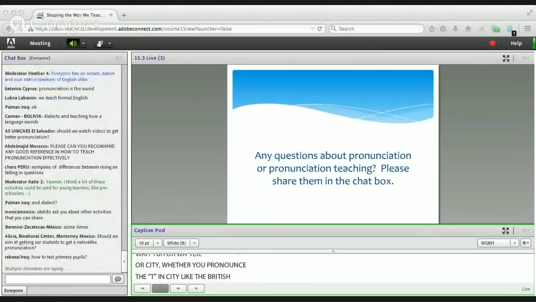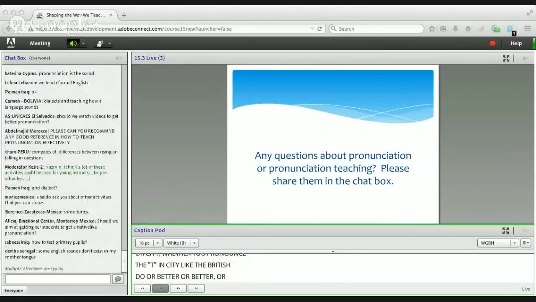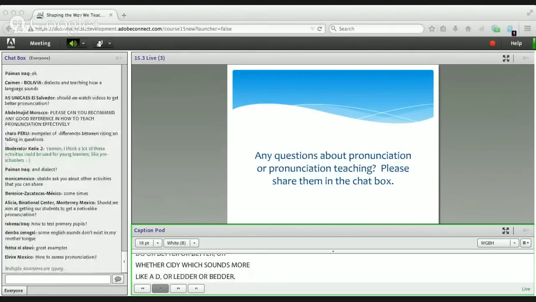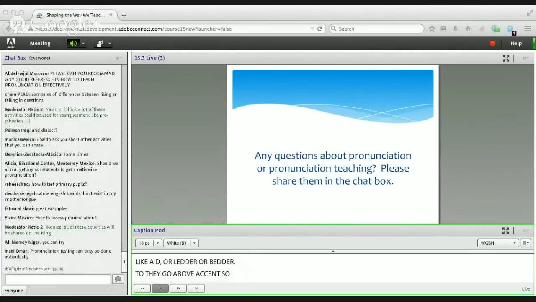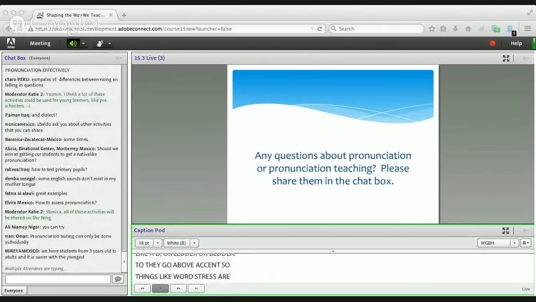So that's accent. And then pronunciation, again, is these things that transcend, they go above accent. So things like word stress generally are more universal. CIA. So even the British are going to, as far as I know, stress acronyms in the same way.